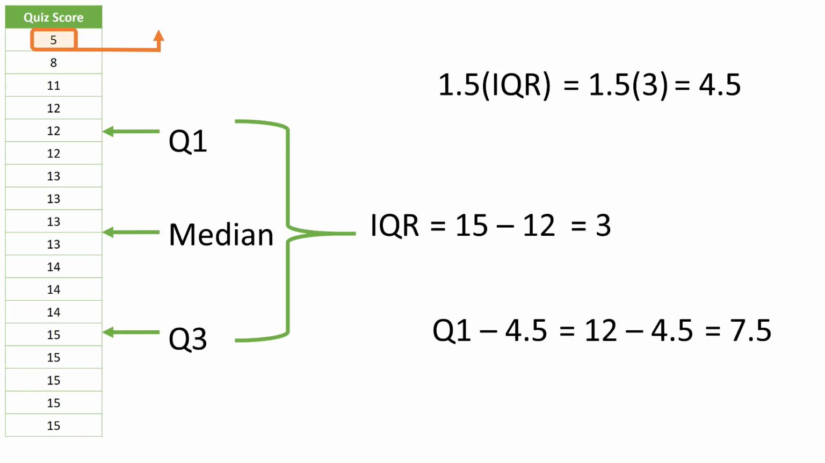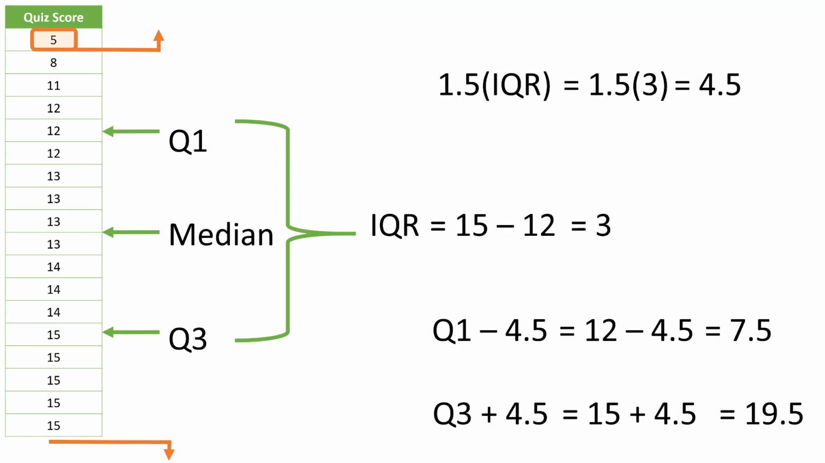Next, we look for observations on the higher end that are more than 1.5 IQR greater than the third quartile. Our third quartile was 15. 15 plus 4.5 gives us an upper fence of 19.5. Any observation greater than 19.5 is an outlier. The highest score in our sample was 15, so we have no outliers on the upper end of this distribution. Our only outlier here is the lowest score of 5.